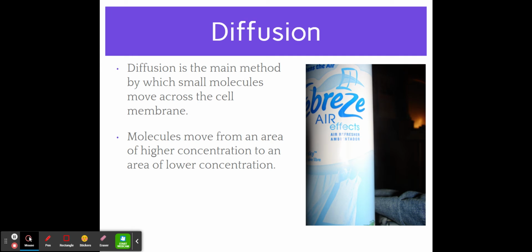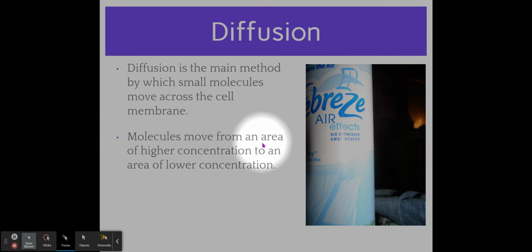You need to write the second bullet point down here. Let me get my mouse up. You need to write this. Diffusion, up here, this is important, is the main method by which molecules move across the cell membrane, but it's not the only method. So diffusion, defined, is molecules that move from an area of high concentration to an area of low concentration. What does that mean?